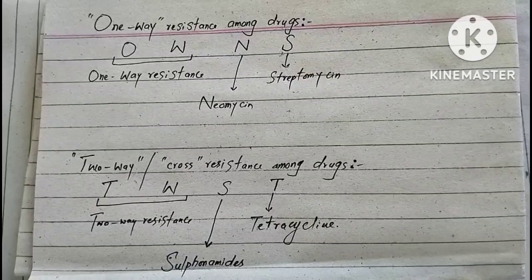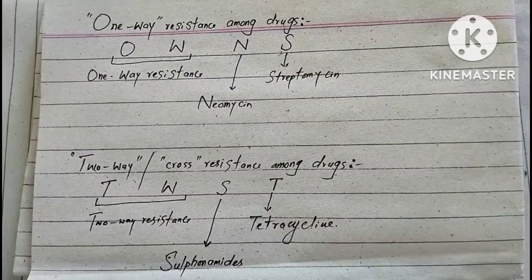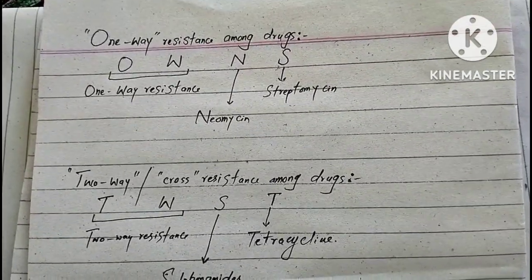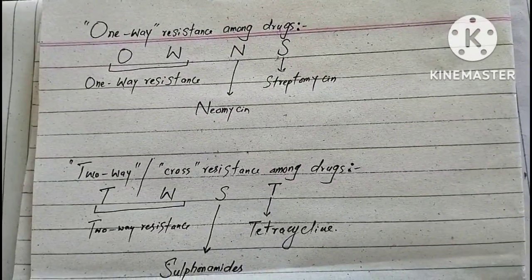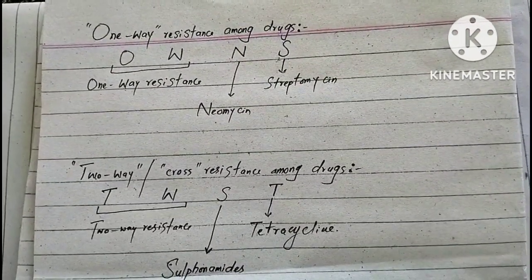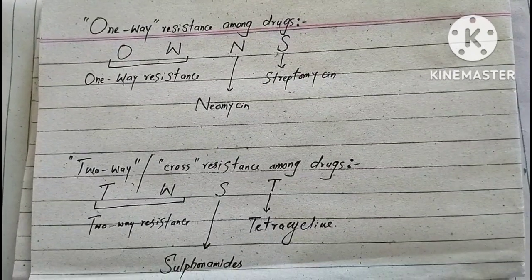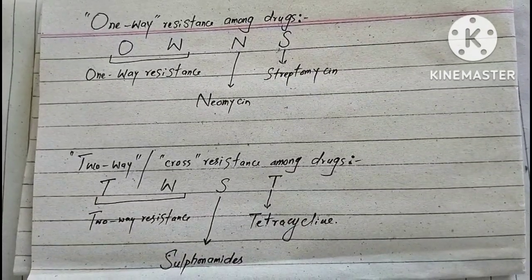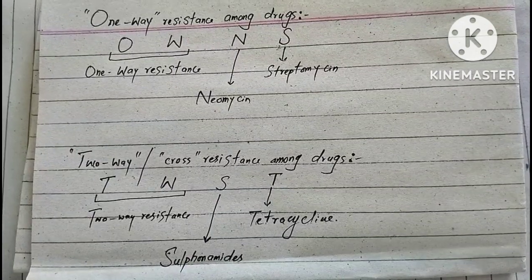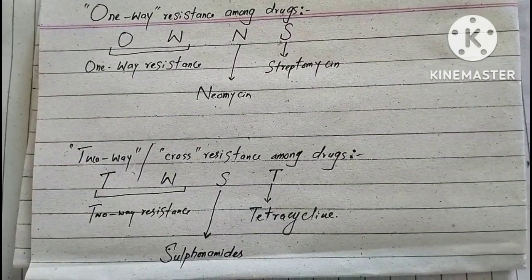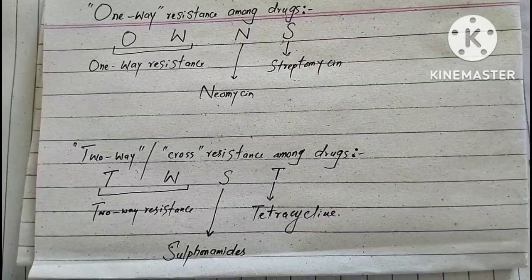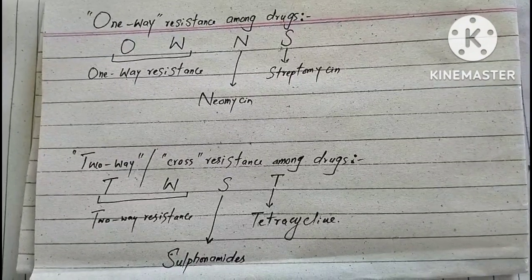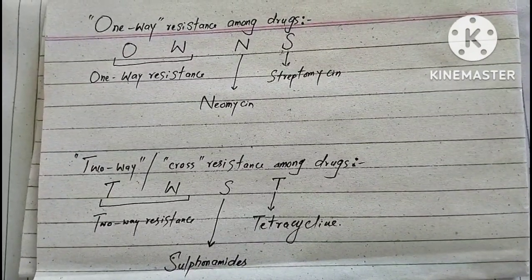So this type of antibiotic resistance in various microorganisms is of two types. There may be cross resistance. Cross resistance means that when one microorganism is resistant to a specific antimicrobial agent and another microorganism is also resistant to that specific antimicrobial agent, this is called cross resistance. It means resistance between two microorganisms. So there are two types of cross resistance. One is one-way cross resistance and the other is two-way cross resistance.